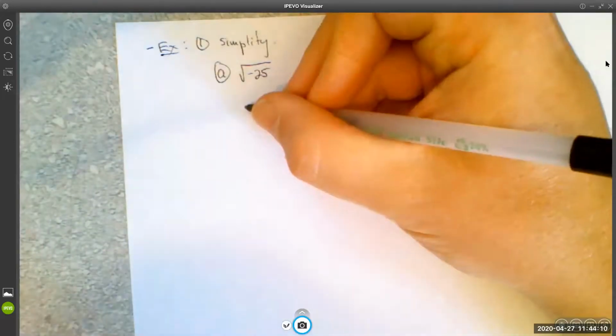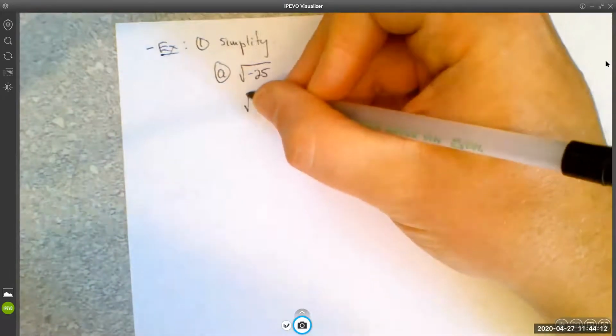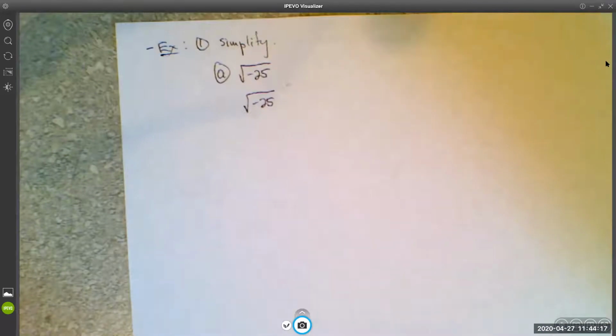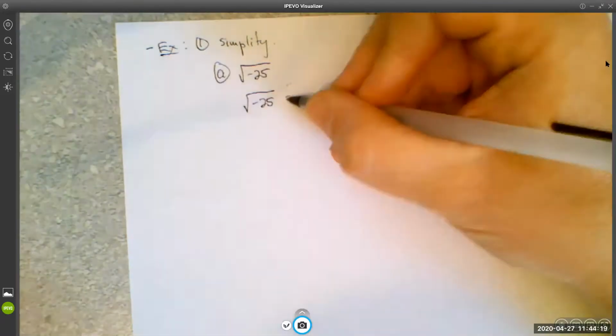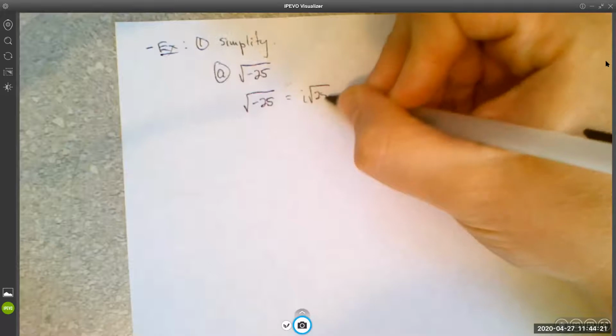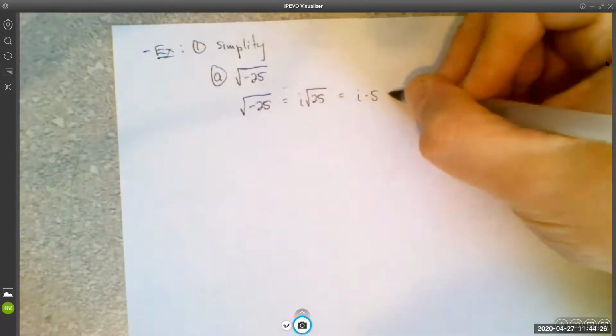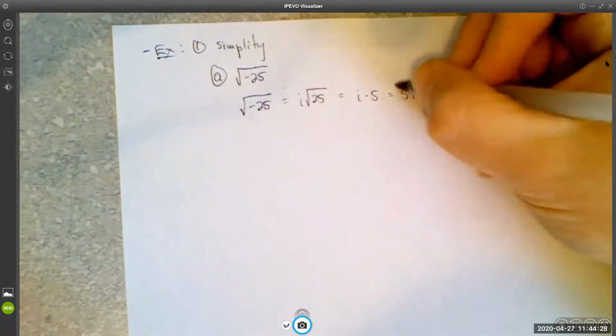Well, we need to be somewhat careful about the order in which we apply certain facts. The square root of negative 25 would be i times the square root of positive 25. And square root of positive 25 is just 5, right? So this is i times 5. The canonical way to write that is to say 5i.